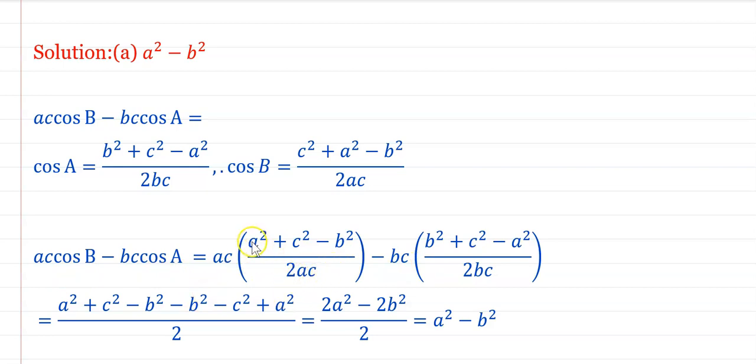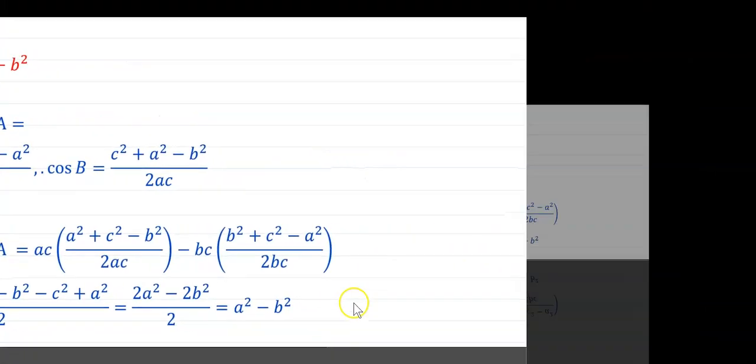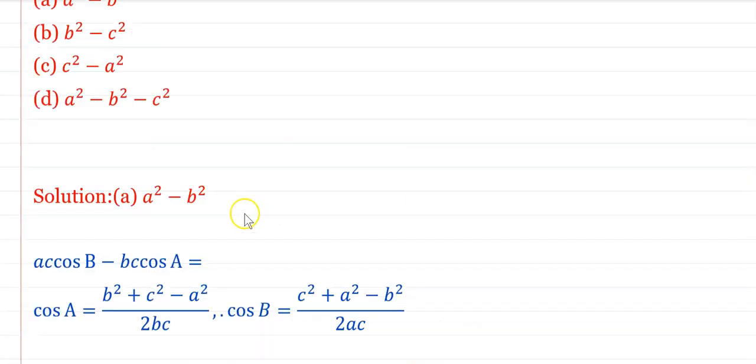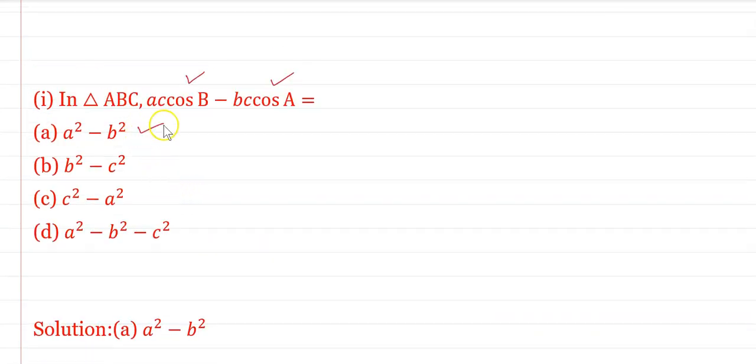Then you will get a square plus c square minus b square upon 2. And here, b square plus c square minus a square upon 2. And if we subtract it, then you will get a square plus c square minus b square, sign change होणार, minus b square minus c square plus a square. And if we simplify, then you will get 2a square minus 2b square upon 2. Take 2 as common, and then you will get a square minus b square is equal to a square minus b square. And hence the option A is the correct one.